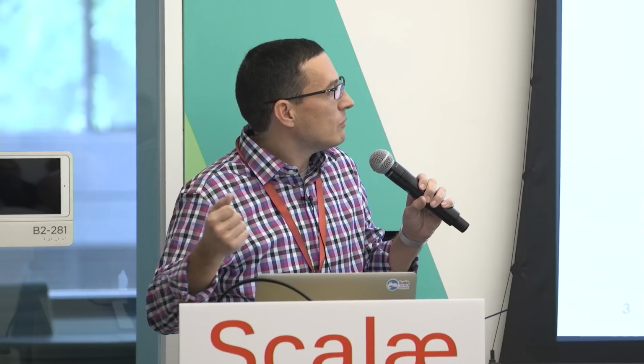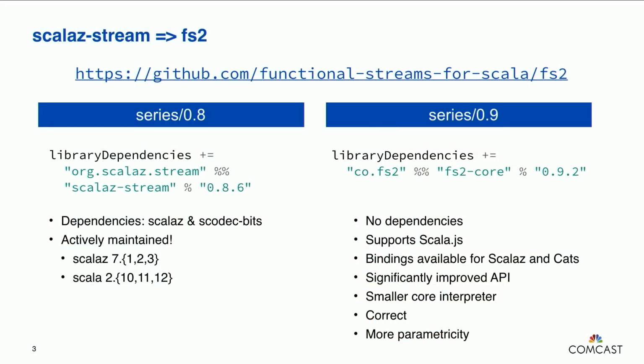But series 0.9 is what we released a few months ago. And it's quite a bit different because the FP landscape in Scala has changed quite a bit in the last 2 years. We do have no dependencies, right? So you can guess, anytime someone says they have no dependencies, it really means they're reinventing everything themselves. We did that. We do have support for Scala.js, so you can do full FP, resource-based streaming in the browser. And we have bindings for lots of different libraries in the community. We do have Scalaz and Cats bindings, and we also have bindings to a bunch of other things I'll talk about in a bit.